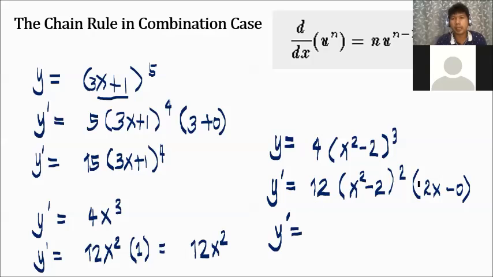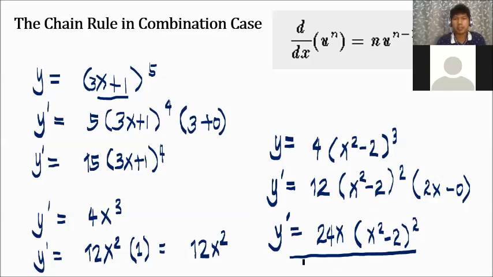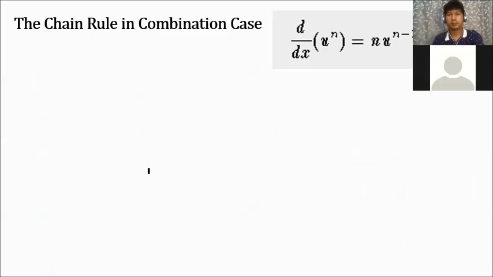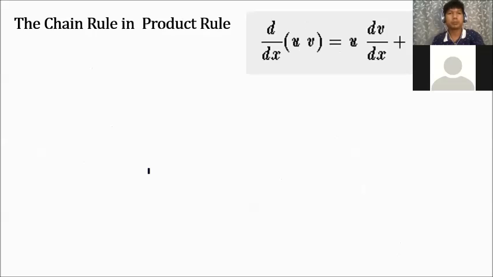We just simplify this one and get the final derivative. So 12 times 2x, that is 24x, times x squared minus 2 raised to 2. So this is your final derivative, and I hope this is making sense. Okay? So that is chain rule for combination case, just like we discussed yesterday.